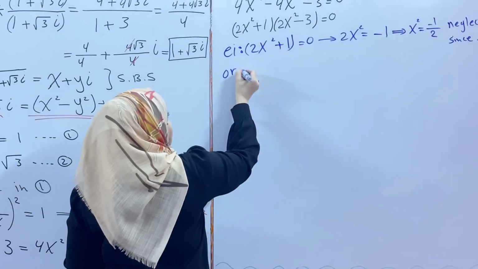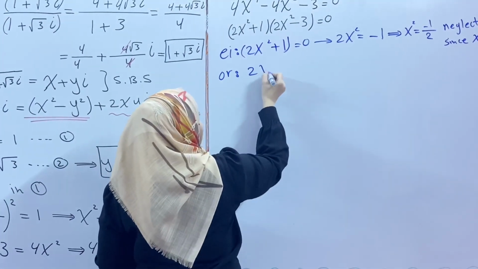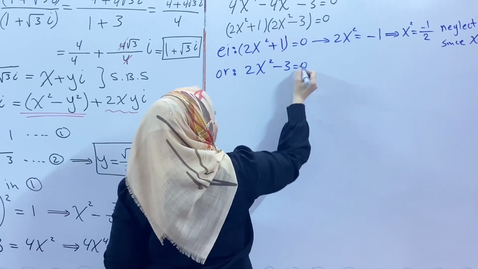Or I take the second brackets, 2x squared minus 3 equals 0.